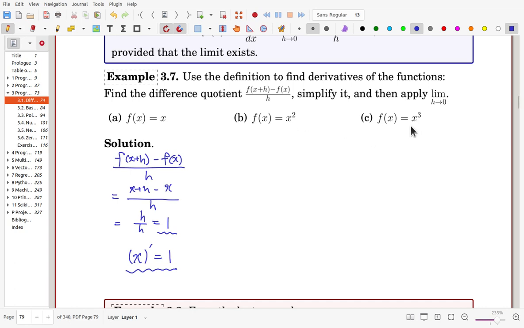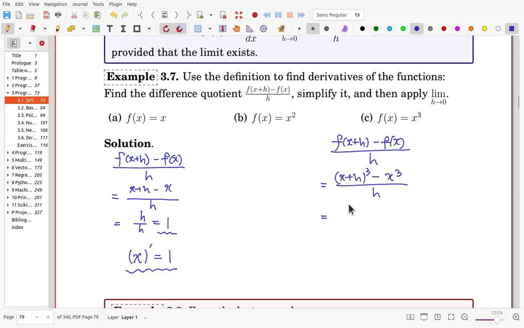Okay, now you can do this one yourself. Now we'll go to part C. Okay, for this one, now f of x plus h minus f of x over h. Okay, that is same as, now here x plus h cubed. So x plus h cubed minus x cubed over h.